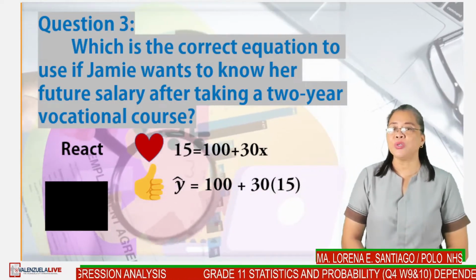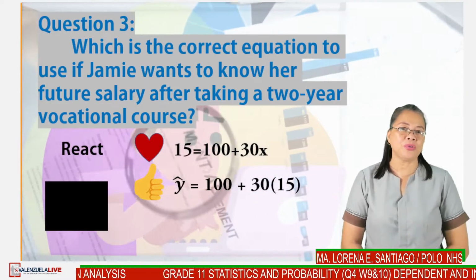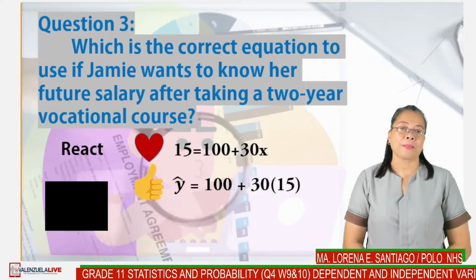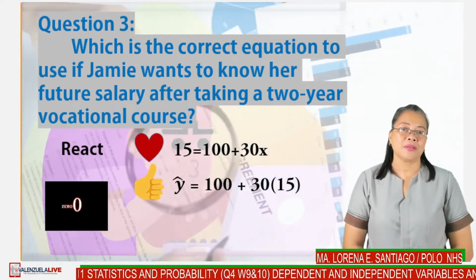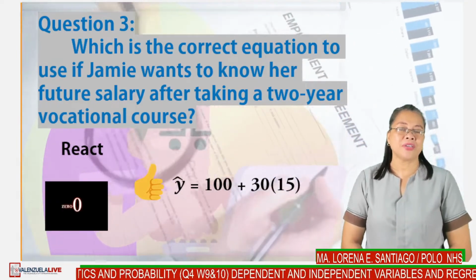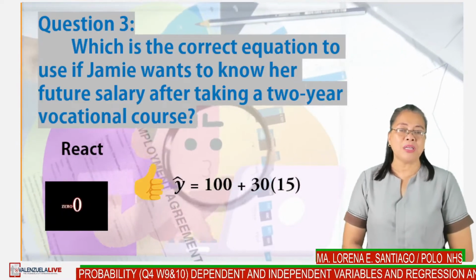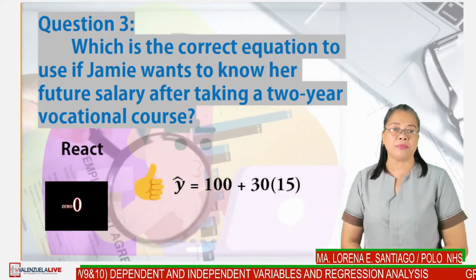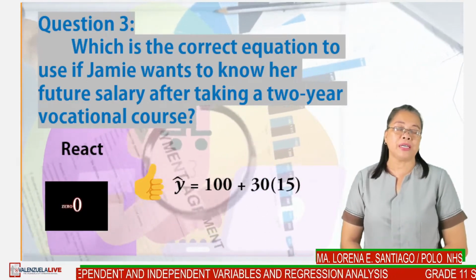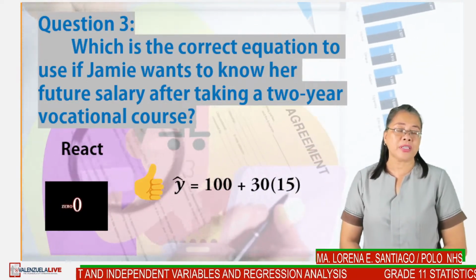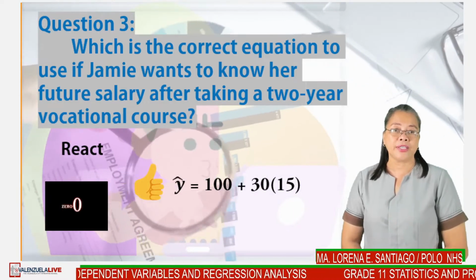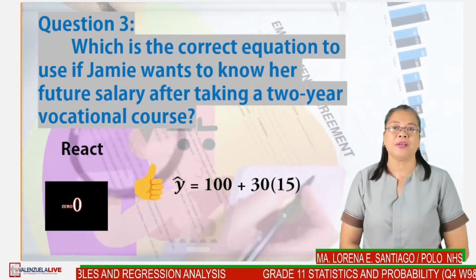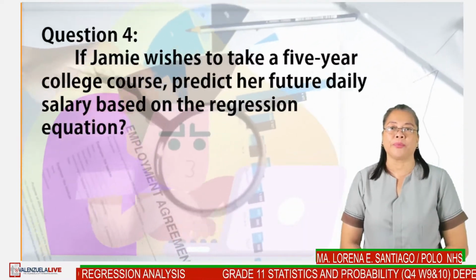So what did you choose? Which formula is better to use? Okay, that's correct. The thumbs up, meaning you have a y hat equal to 100 plus 30 times 15, where 15 is the number of years in the elementary, high school, and the 2 years in vocational course. Let's go to question number 4.